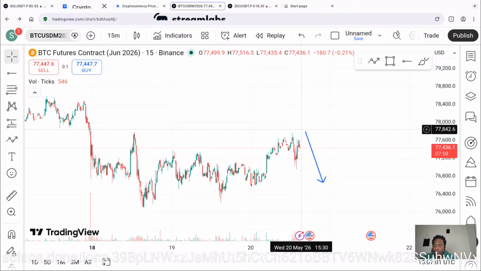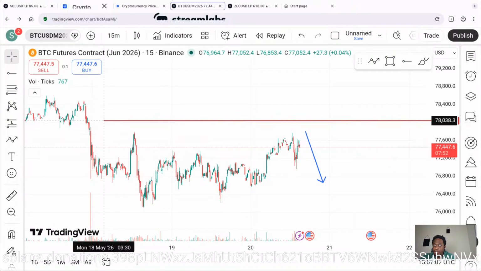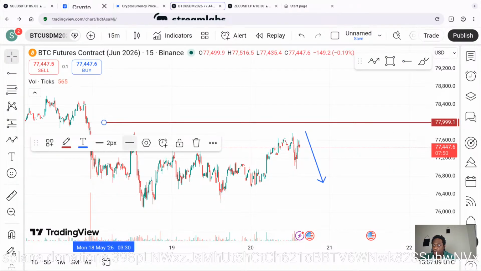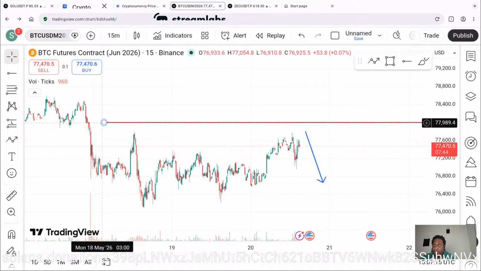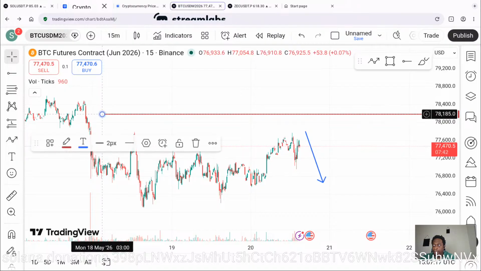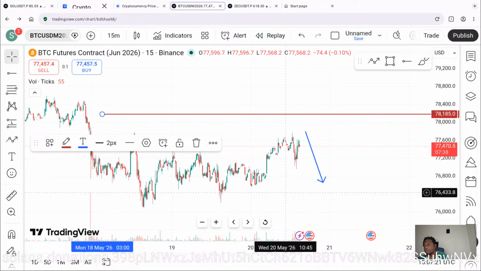But if the market was to push back up into this area, and you want to quickly make something quick, I would get in about here, with my stop loss about there. So it's quite a tight stop loss.